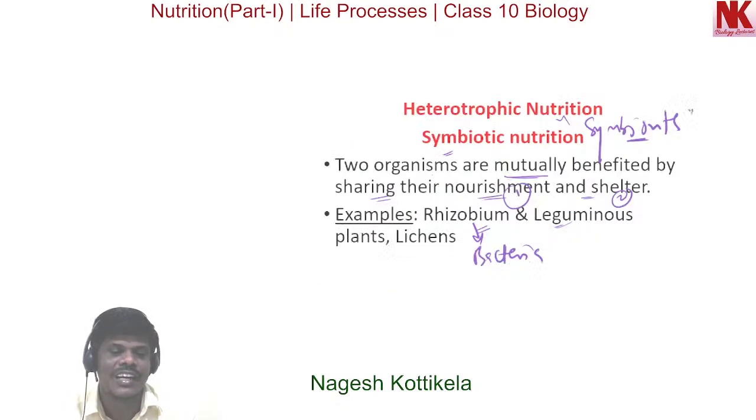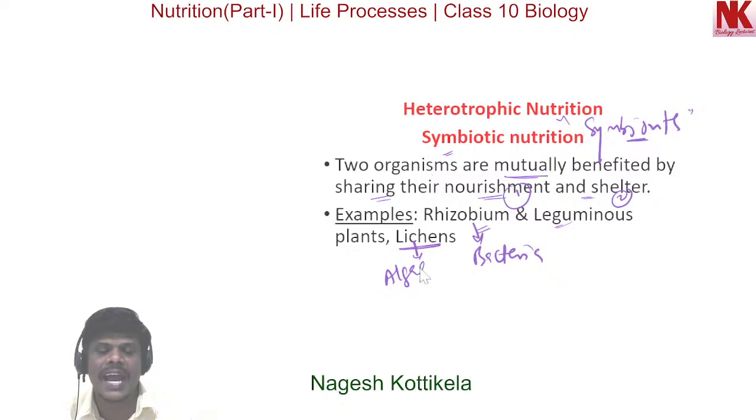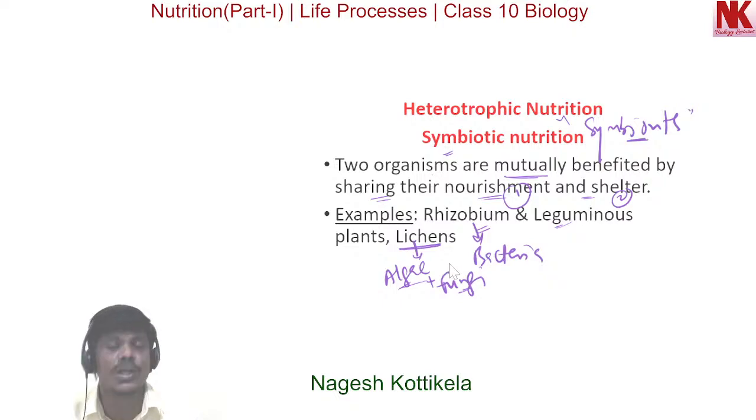And here one more example for this is lichens. This is a symbiotic association between algae and fungi. So these two organisms live together and they are mutually benefited. That association is called lichens. So these are the examples for symbiotic mode of nutrition.